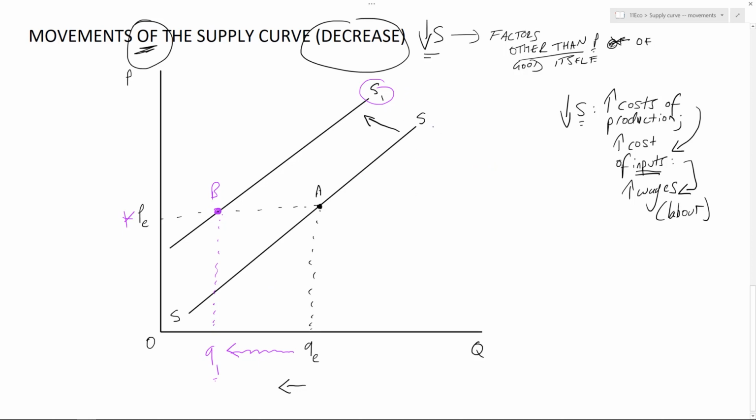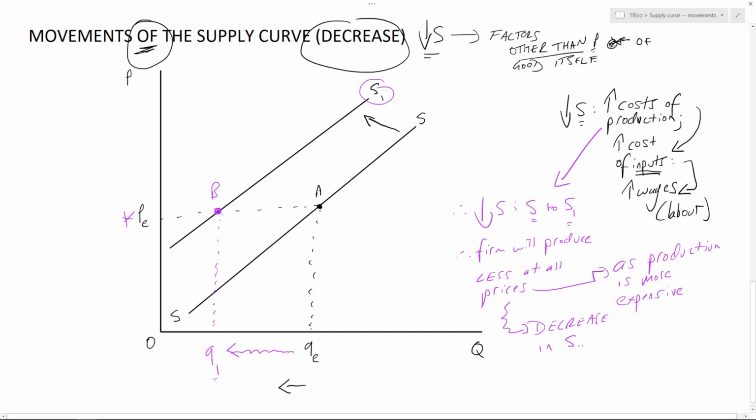So let's put a little bit of information down. Costs of production go up. So there has been a decrease in supply, and this decrease in supply is witnessed from the movement S to S1. So this arrow is what we're explaining here. As supply decreases, the firm will produce less at all prices. And we can see that here: at price equilibrium, it used to produce QE, and now it's only producing Q1. So therefore, it is a decrease in supply.